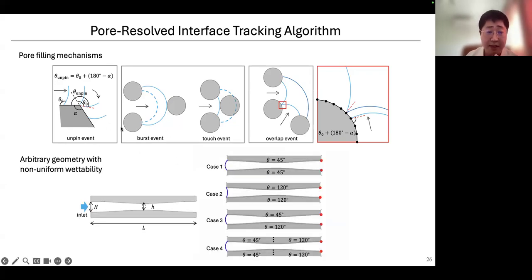By developing this algorithm, we can simulate, for example, arbitrary geometries with non-uniform wettability. Here's just a demonstration. We have a tube where liquid is injected from the left, and we have four different cases with different wettability: hydrophilic, hydrophobic, half-half, and a transition from hydrophilic to hydrophobic. We can see the interface shape moving within the tube, and then there's a switch from hydrophilic to hydrophobic.